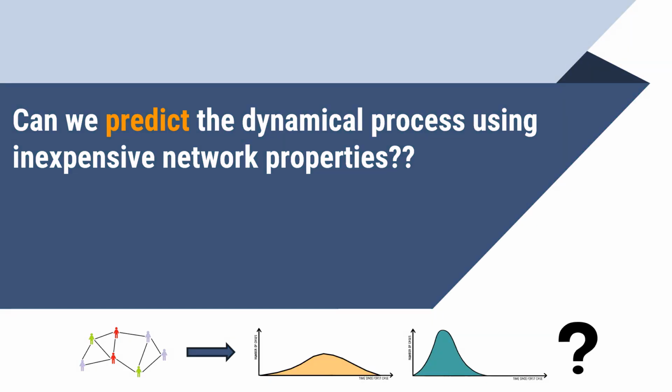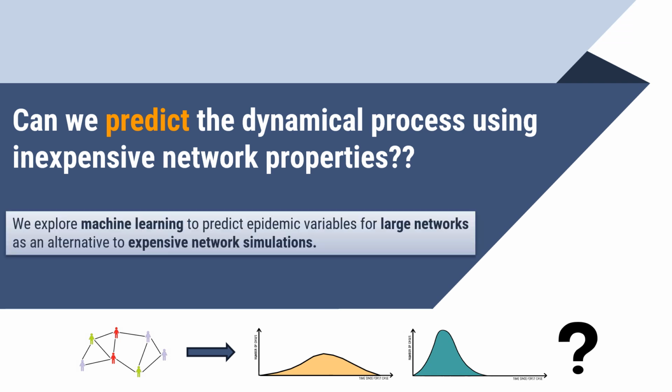So can we predict the dynamical process using inexpensive network properties? For any given contact network with information on its size and order, average number of contacts and average distance, is it possible to predict the three epidemic variables? So we explore machine learning to predict epidemic variables for large networks as an alternative to expensive network simulations.